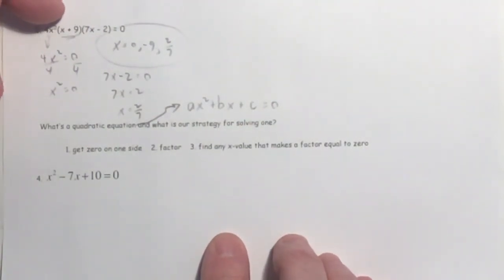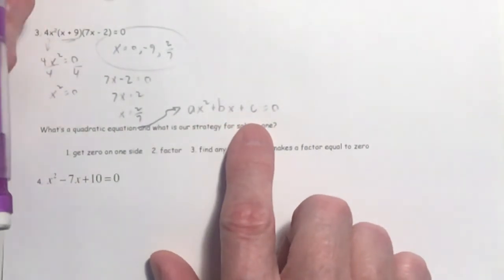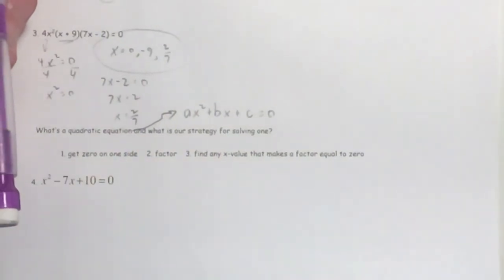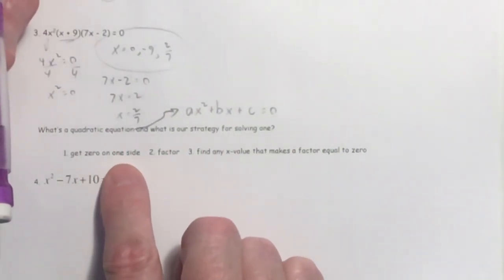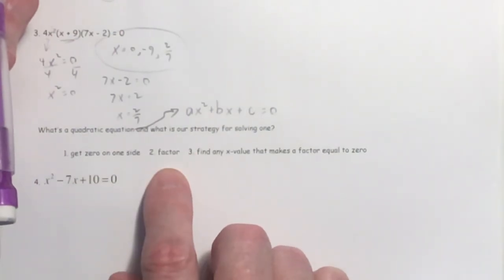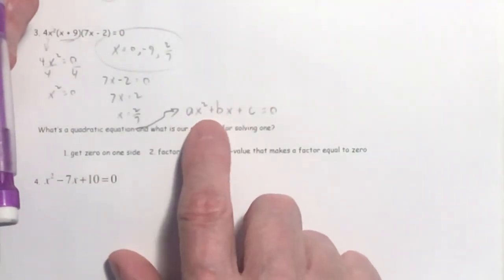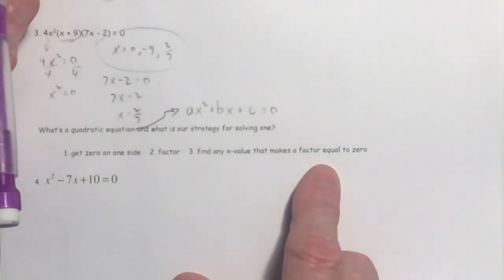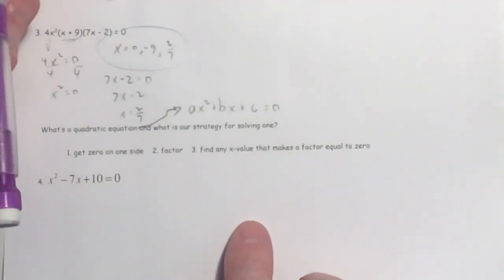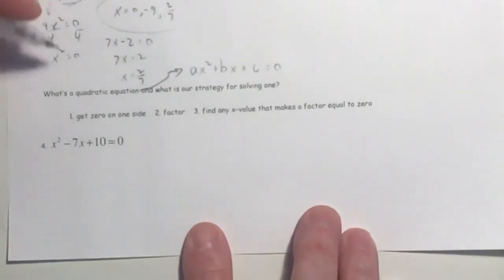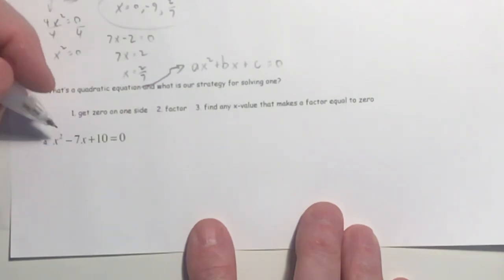So our strategy right now for solving one of these, solving one quadratic set equal to 0, is: get 0 on one side if it's not already there, then factor the quadratic expression, and then find any x value that makes any of the factors equal to 0. Here's our first trial for that.